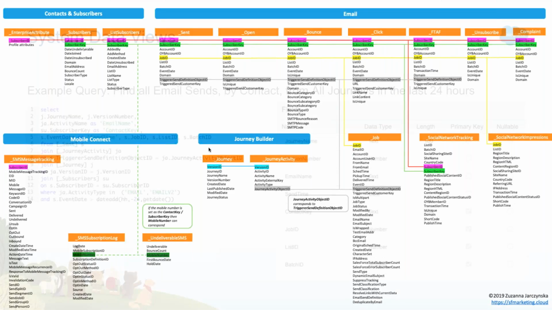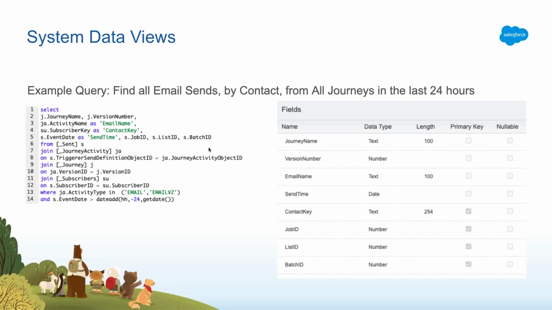So I've got a couple of example queries, which we will have as plain text at the bottom of the slides, so you can take these and use them. These are taken and heavily inspired by some of the sample queries provided by Salesforce in the documentation. And in this instance, we're looking to find all of the email sends at a contact level from all journeys in the last 24 hours.